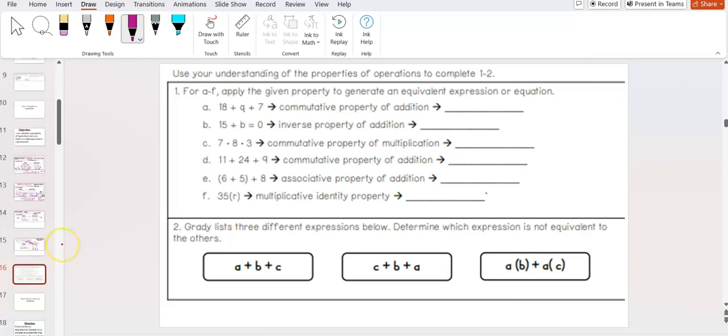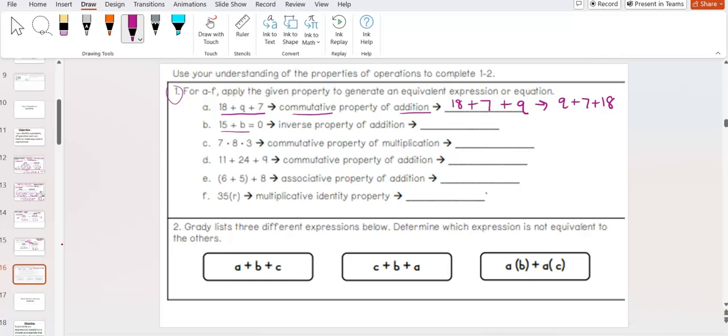All right, we have a little bit of time left, so we're going to do this number 1 for sure. We are going to apply the property that's given to us to create an equivalent expression or equation. This is the expression that's given to us. It wants us to do the commutative property of addition, meaning we just have to keep it an addition problem. And commutative means move it around. So I'm just going to rearrange 18 plus 7 plus q, or I could do q plus 7 plus 18. Those both would be correct.